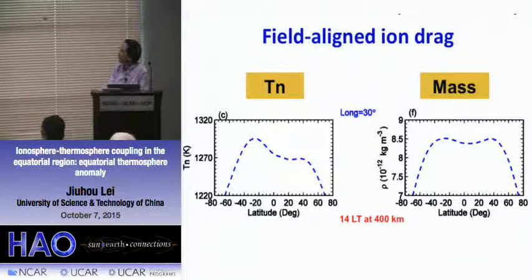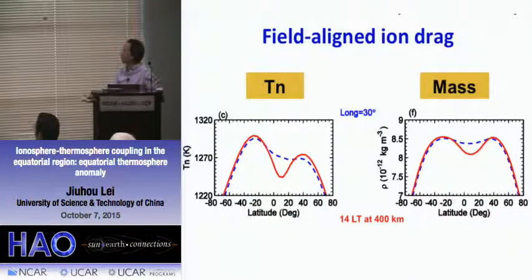This looks at one particular altitude at 14 local time. This is the temperature and this is the mass density, trying to compare with the CHAMP satellite. This is the default run for the TIEGCM. You can see a little bit of a bump there, but didn't see a significant feature like the observed ETA.